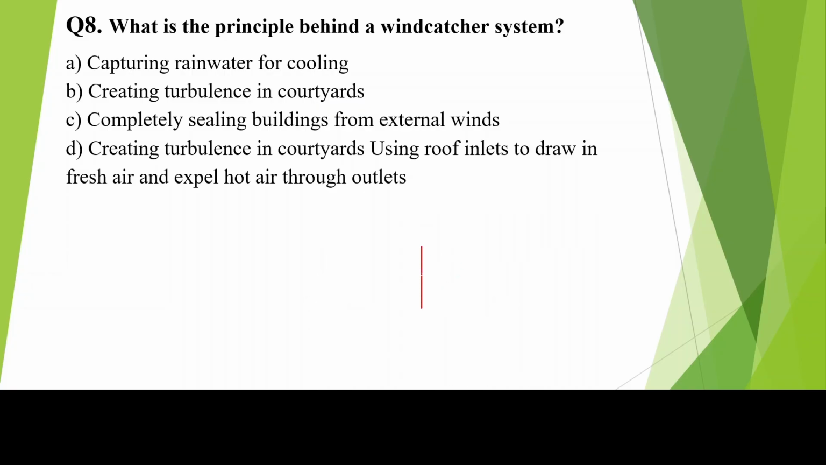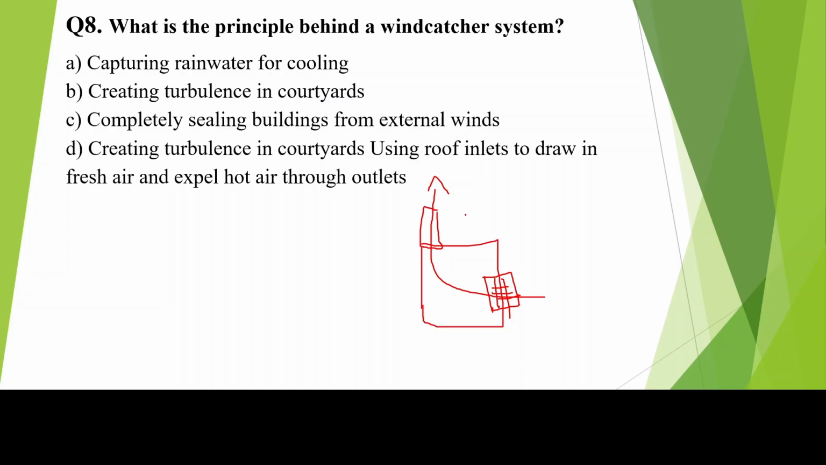Let me recall, several people have seen that small wind catchers are employed in the buildings. So what is the principle behind the working of such systems? Whether capture rainwater for cooling, creating turbulence in the courtyard, completely sealing the buildings from external winds, or creating turbulence in the courtyard using a roof inlet to draw the fresh air and expel hot air through outlets.